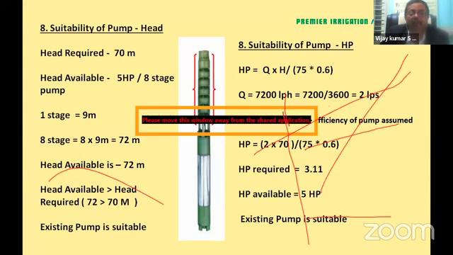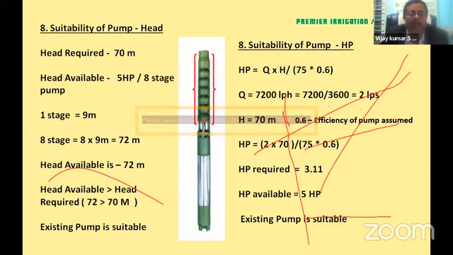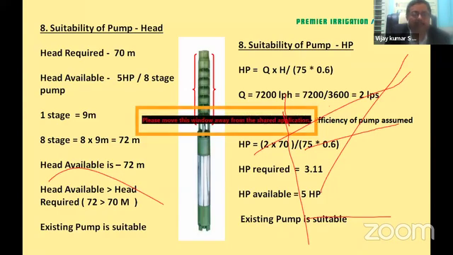Commonly the efficiency of centrifugal pumps varies from 0.5 to 0.6, and I have taken 0.6 for the calculation. When we put it in the formula, the theoretical HP required is around 3.11. And I told you in the beginning, this pump actually has 5 horsepower. So the existing pump is suitable. So for the online drip irrigation system, the design is completed, and we are also able to check the pump. Very quickly the design has been done.